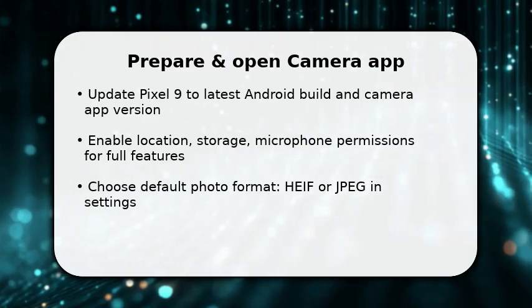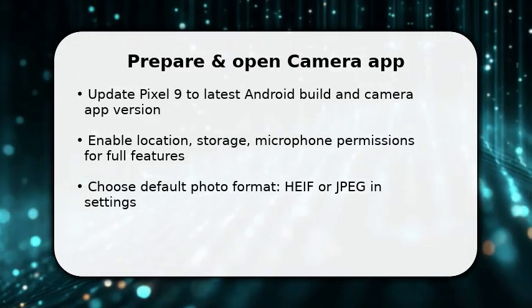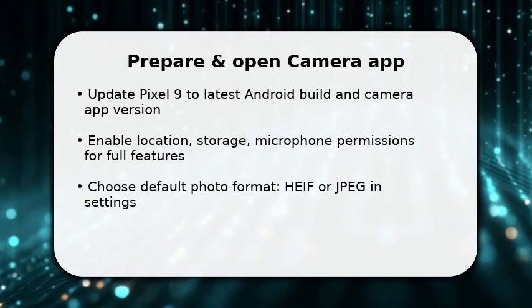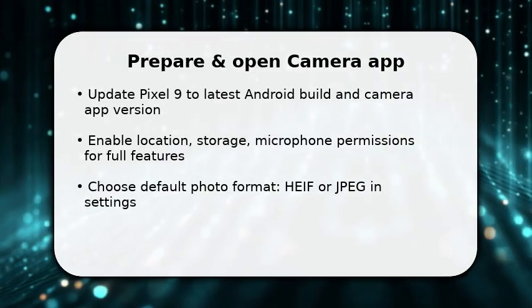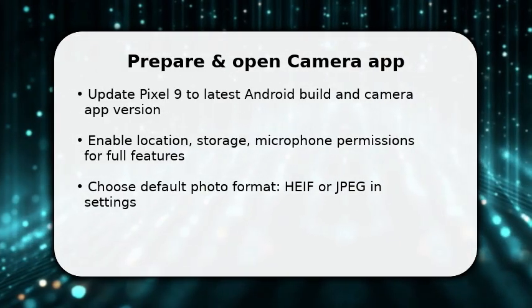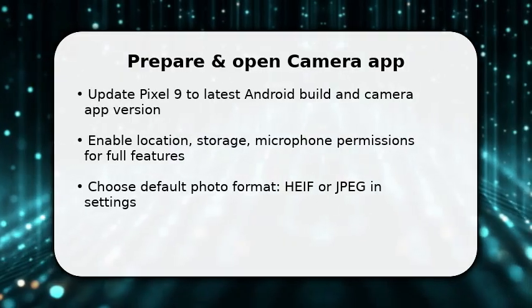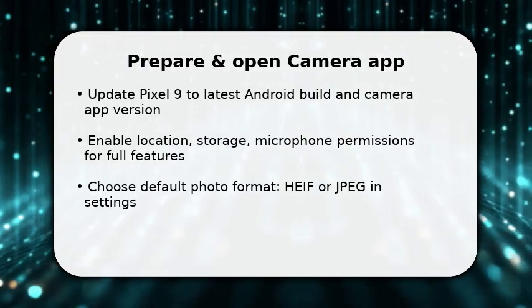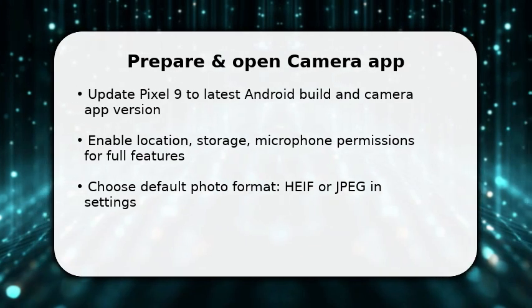Once done, open the camera app and swipe through modes to locate photo, night, and portrait. Make sure to set the photo format to HEIF for smaller files or JPEG for compatibility. You're now positioned to capture clean files and access advanced options without interruptions.